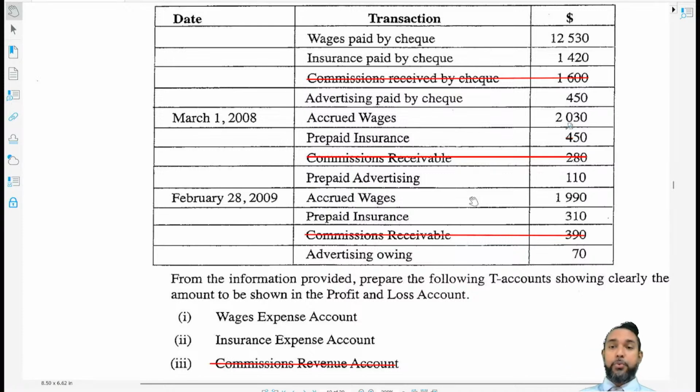Yeah, you're doing wages. So we're doing one account at a time. So we're doing the wages account first. We correct that. Then we'll do the insurance account. Correct that. And then we'll do the advertising.